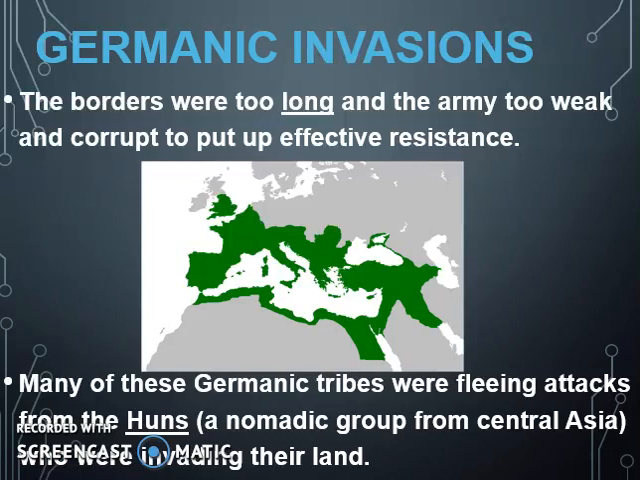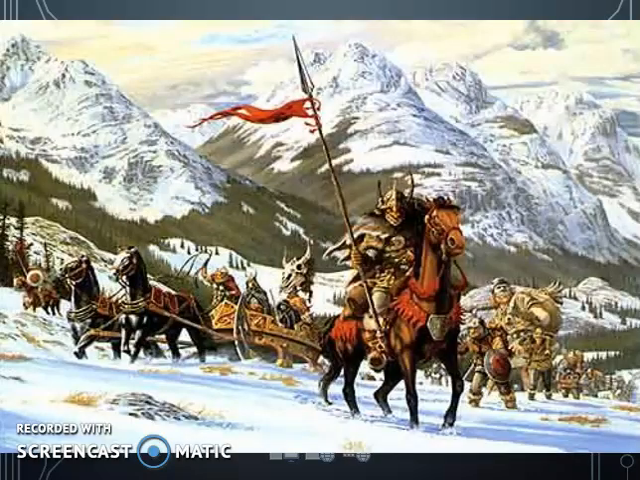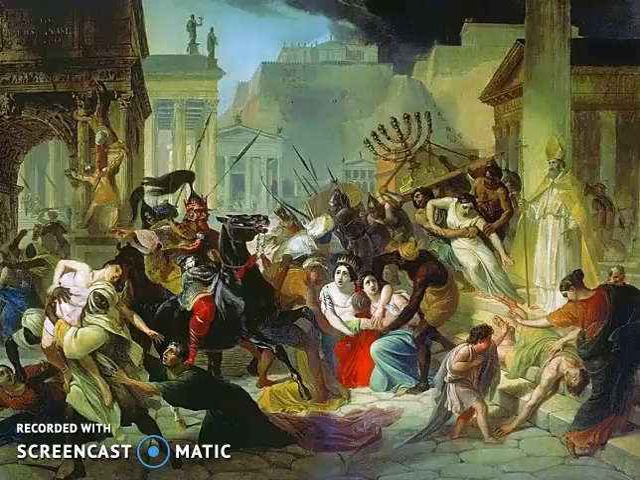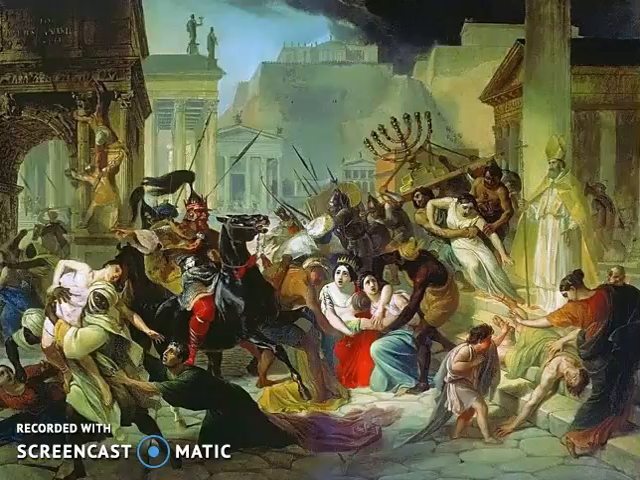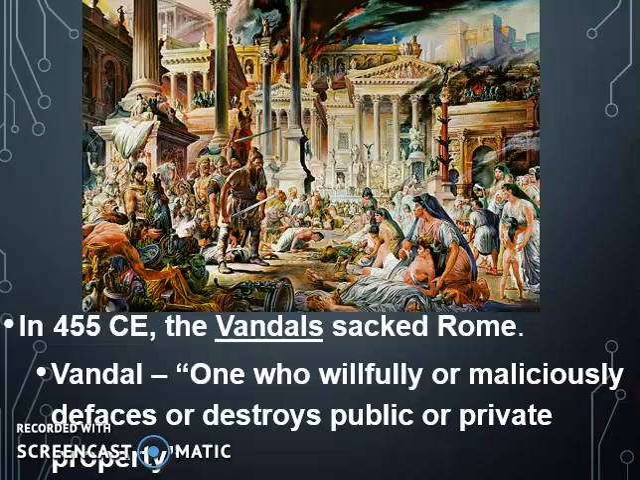Many of these Germanic tribes were fleeing attacks from the Huns, a nomadic group from Central Asia. Nomadic means moving around constantly, who were invading their land. So this is a depiction of these Germanic tribes invading Rome. They will invade the city of Rome, in fact.